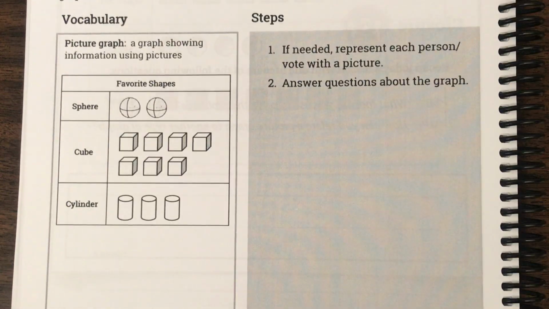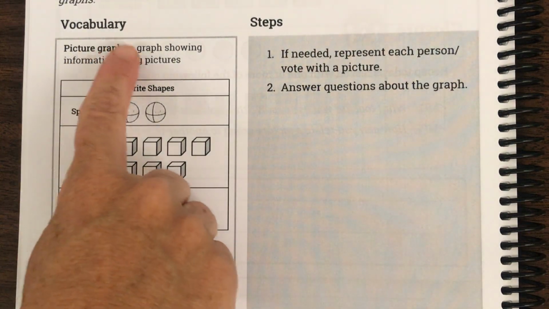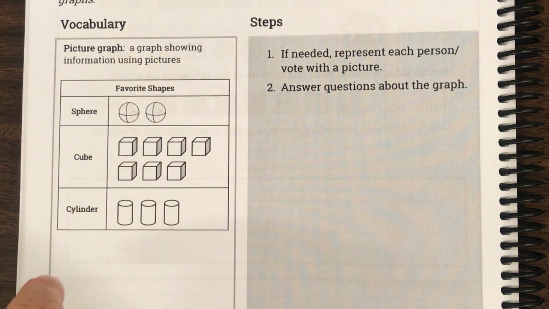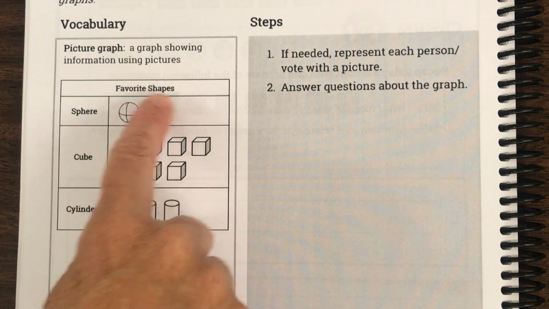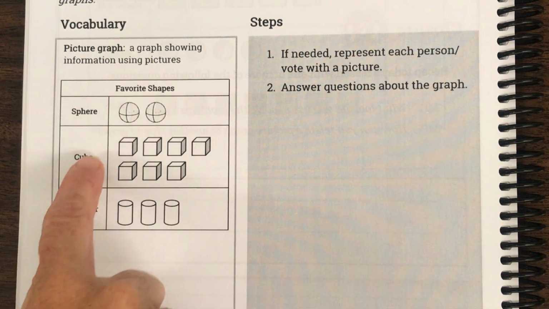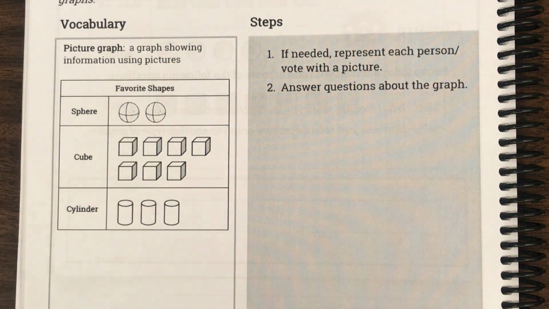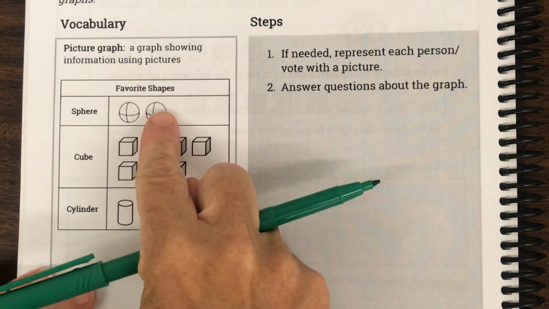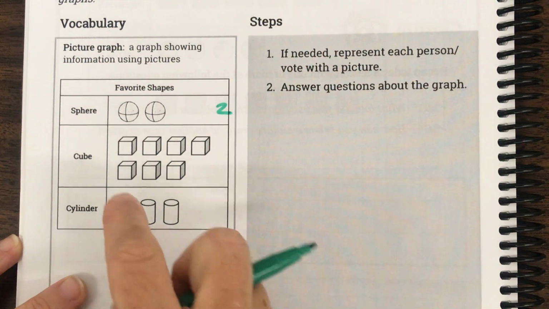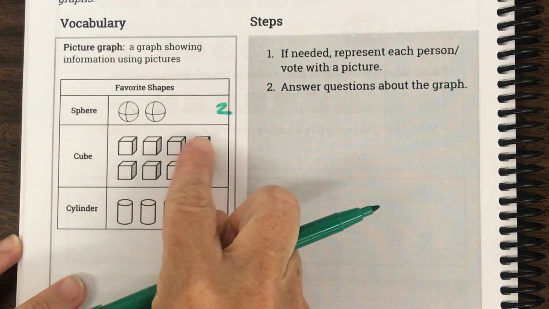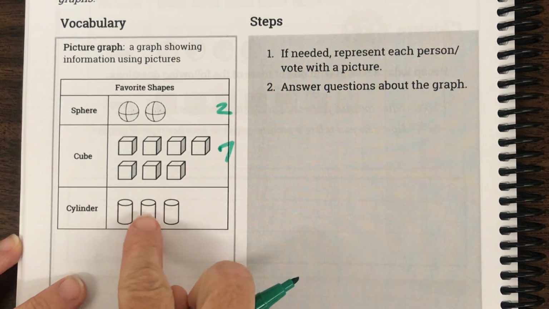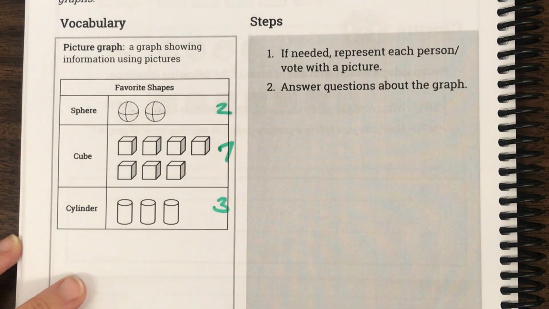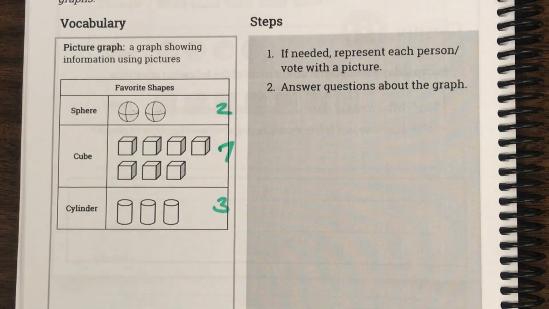Okay, let's look at our vocabulary. Remember, a picture graph is a graph showing information using pictures. This graph's title is Favorite Shapes, and the choices were sphere, cube, and cylinder. We have 2 pictures of spheres, 7 pictures of cubes, and 3 pictures of cylinders. The pictures represent how many votes there were.